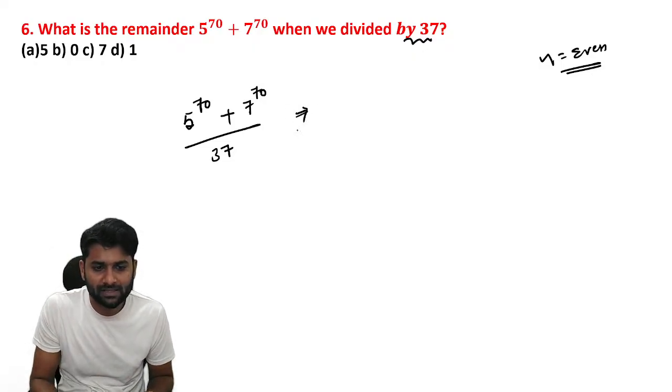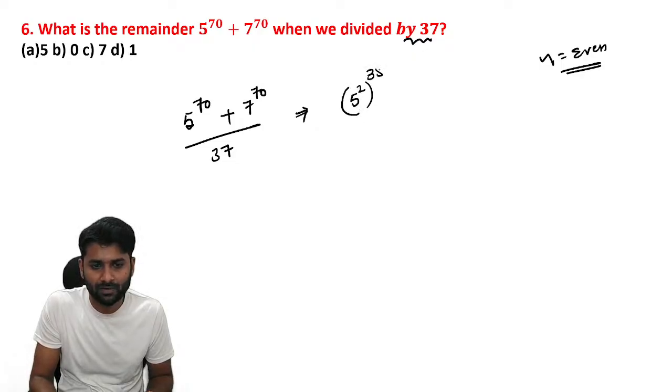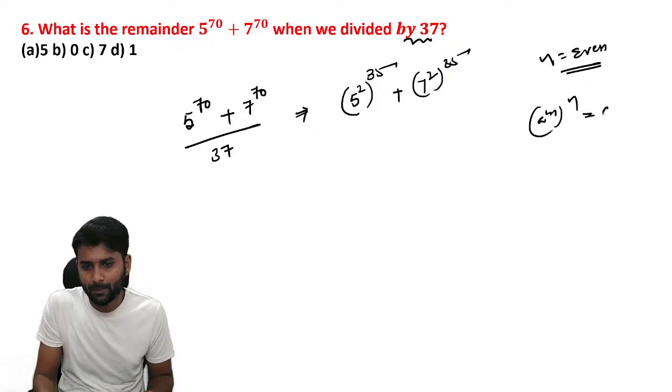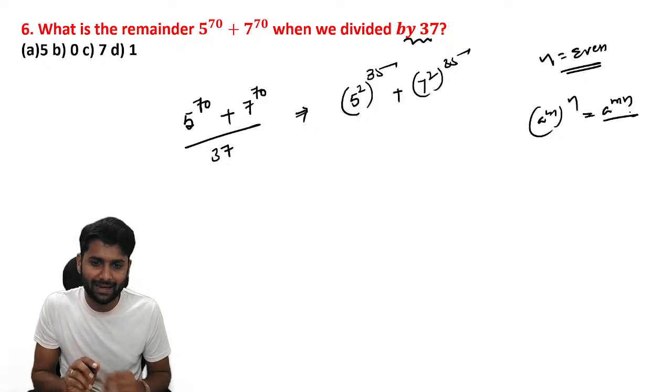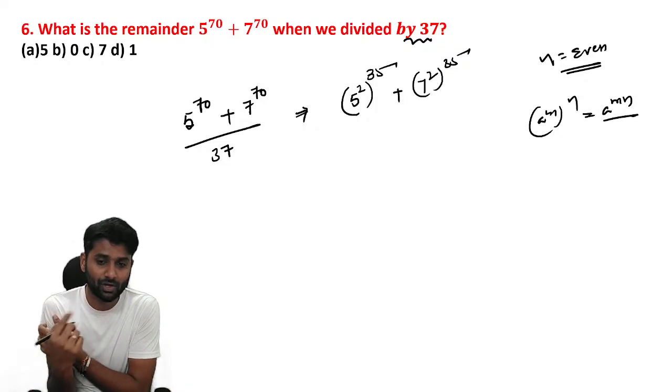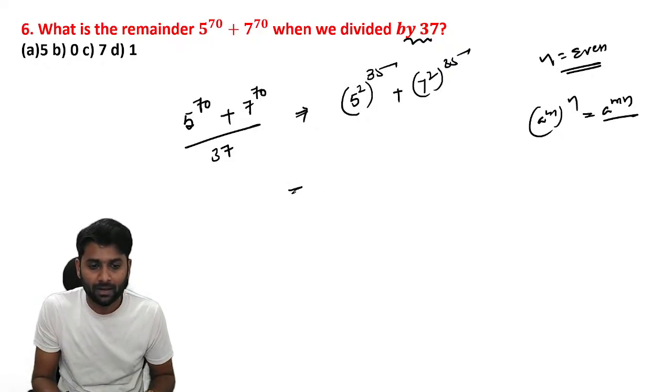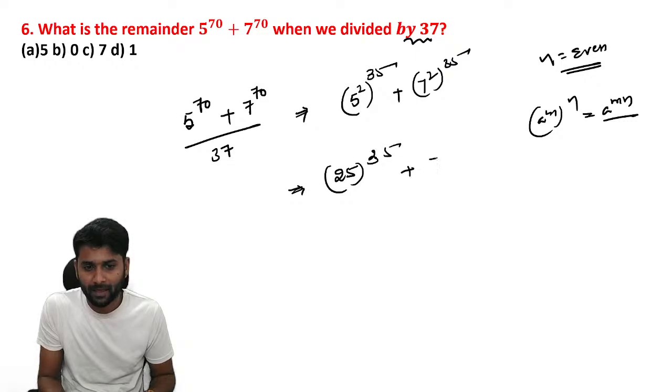You can split in this way. Convert the even power to the odd power. Let us consider 5 square whole power 35, 7 square whole power 35. I'm using this property: a power m whole power n is a power mn. Now the numerator is 25 whole power 35 and 49 whole power 35.